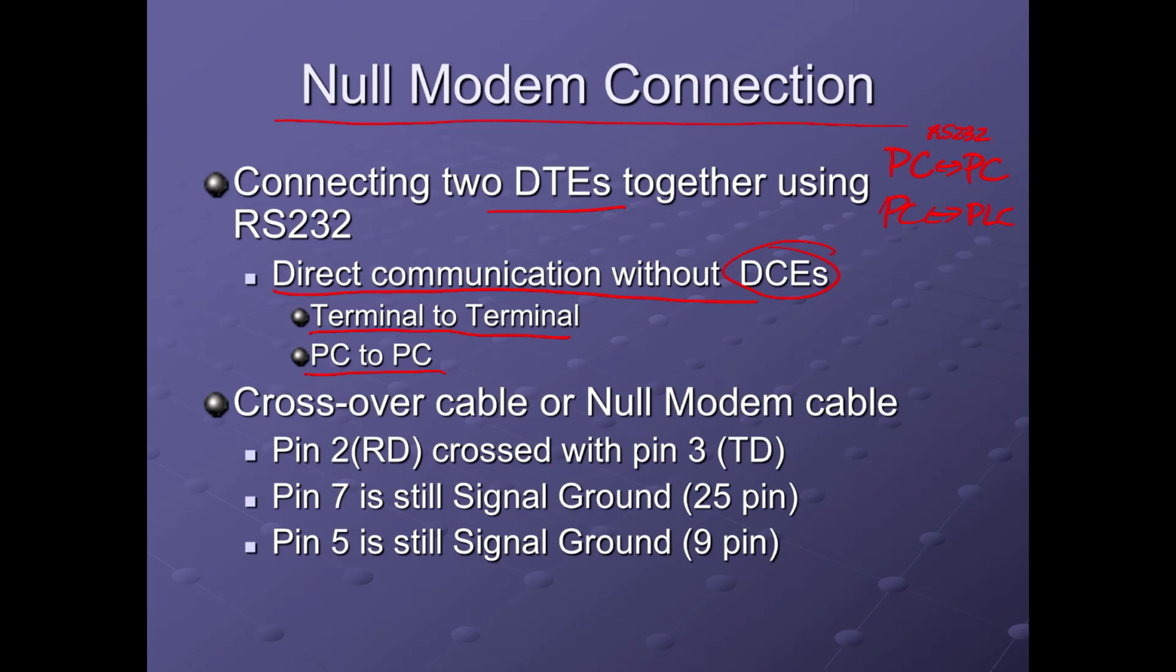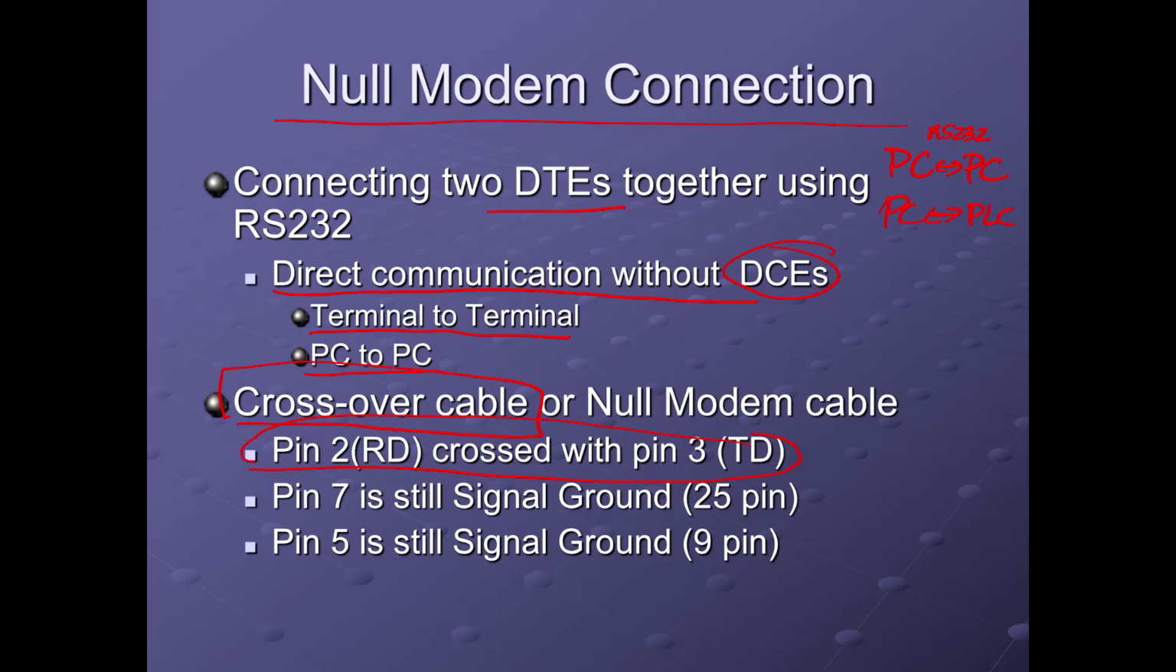Because we're missing the DCEs, because we're missing the modems, remember, it was the modems that were doing the transmit and receive crossover. So in order to get transmit receive crossover, that we do need for sure to be able to communicate between these two terminals, we have to build it into the cable. So that's why for a null modem connection, that is without modems, you need to use a crossover cable. So for a 9-pin connection, pin 2 and 3 are crossed over. So within the cable, you have a 2-3 crossover.